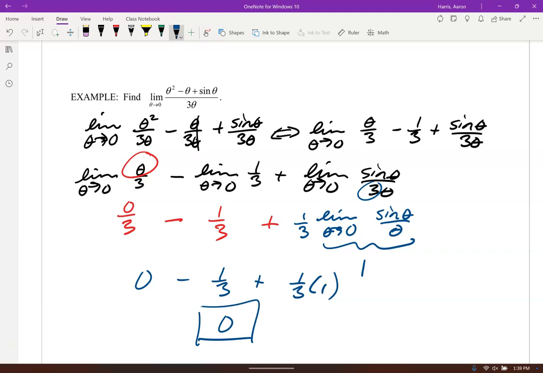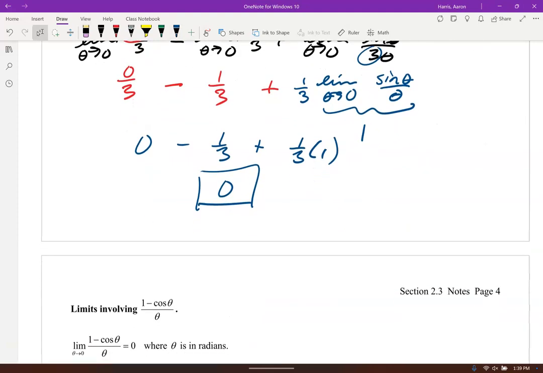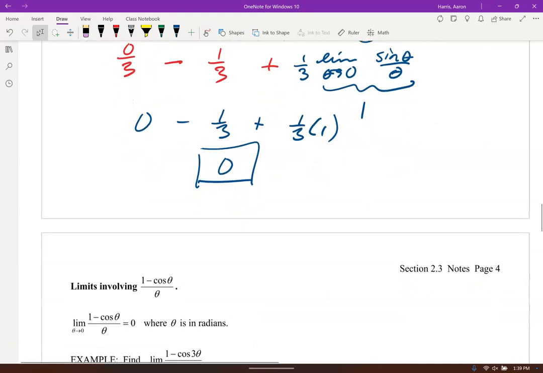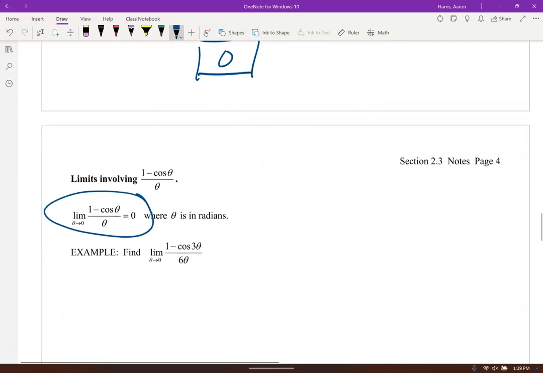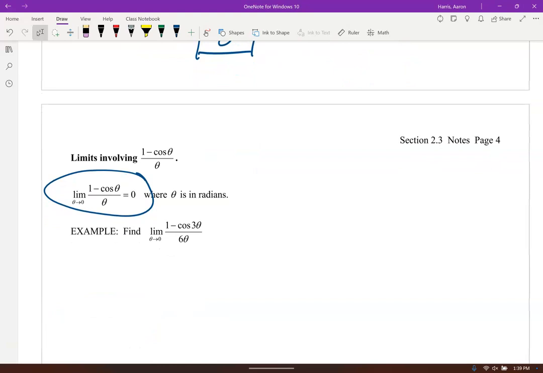So, all right, here's another special case. Limits involving 1 minus cosine theta over theta. You want to remember this one as well. Limit as theta goes to 0 of 1 minus cosine theta over theta equals 0. Same rules apply here as the previous one. And let's go ahead and do it with this one.